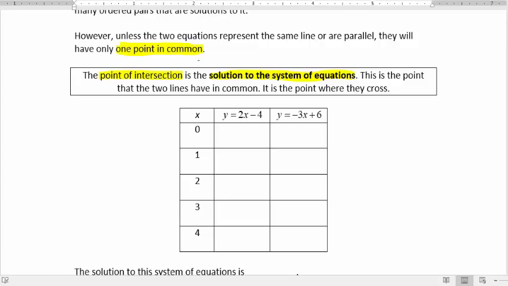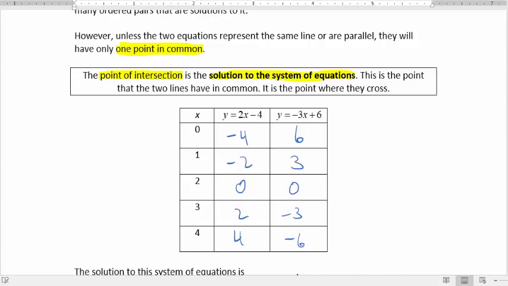All right. So one way that we can find a solution to a system of equations is to do it numerically, which is basically just guessing and checking, plugging in values and seeing what works. So as we did before, when we plugged in 0, we got -4 for the first one and 6 for the second one. Then when we plugged in 1, we got -2 for the first one, and 3 for the second one. When we plugged in 2, we got 0 for the first one, and 0 for the second one, and that's key. Then you plug in 3, you get 2 for the first one, and -3 for the second one, and then you plug in 4, you get 4 for the first one, and -6 for the second one.